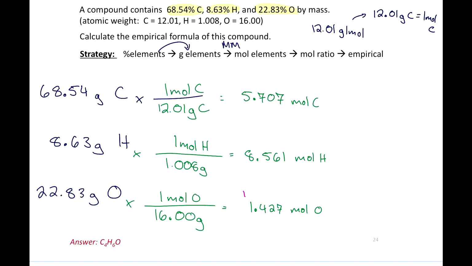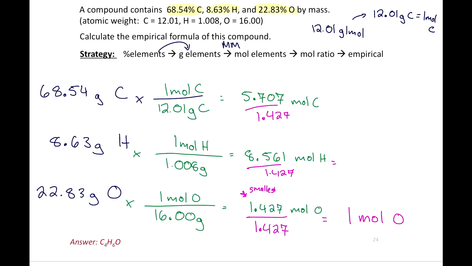Instead, we identify the smallest number that we just calculated, and that happens to be the mole amount of oxygen. So that one's the smallest, and we're going to divide all of these numbers by 1.427. By doing this, we ensure one of the mole ratios is an integer value, because what is a number divided by itself? It is always 1. So by doing this, we force 1 mole of oxygen to be present. Then the rest of the numbers come out from there, and we forced oxygen to be 1.